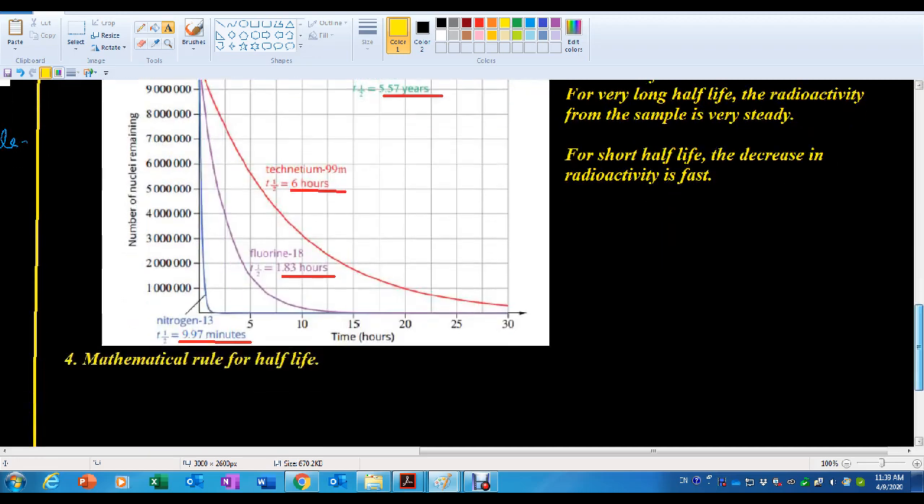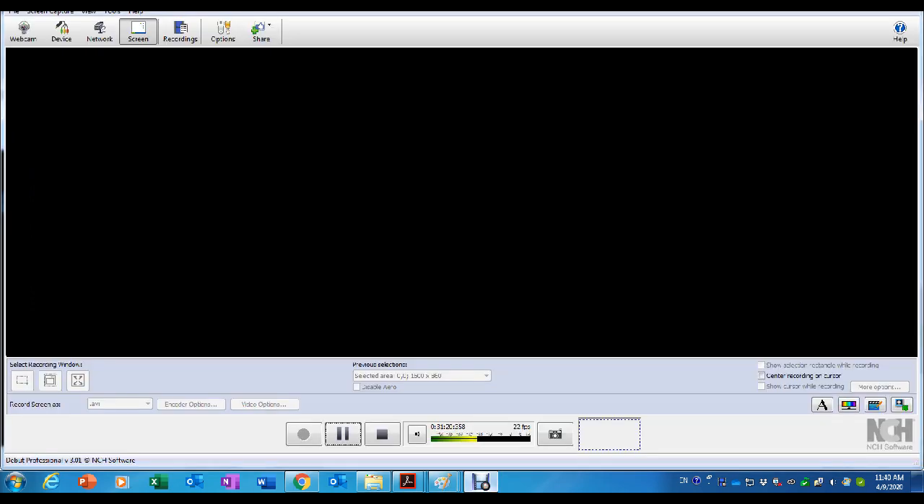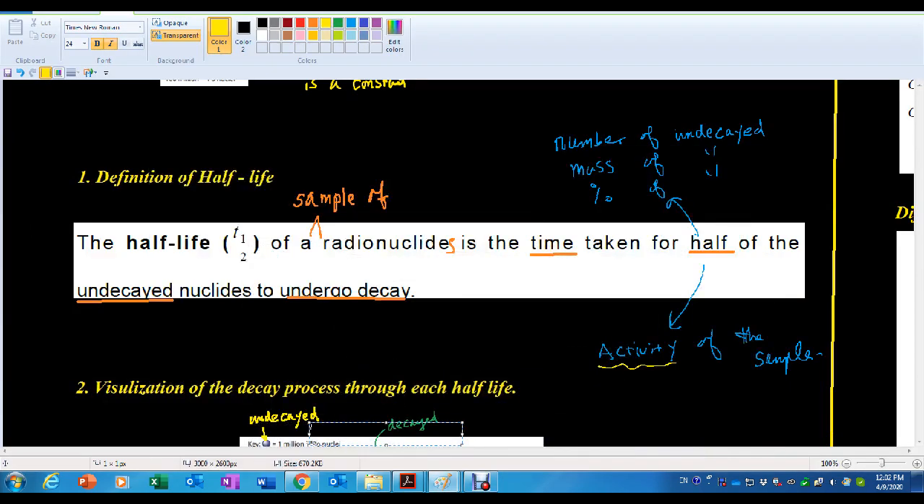Now you could have a few minutes break. Coming back, we are going to do some examples in our notes. All right, so I need to take a break. Okay, we'll continue our lesson.